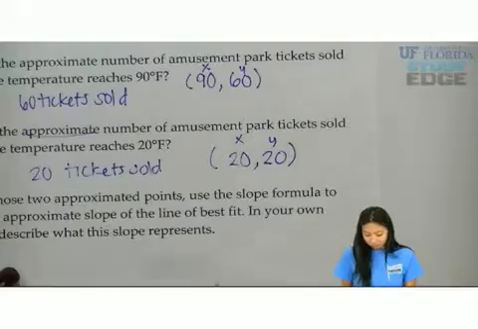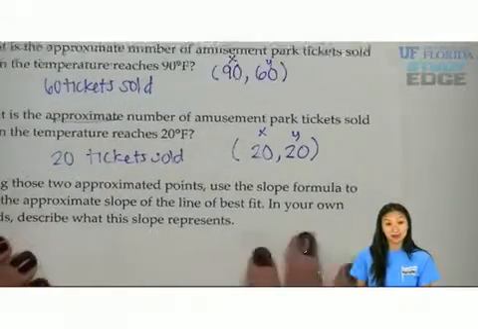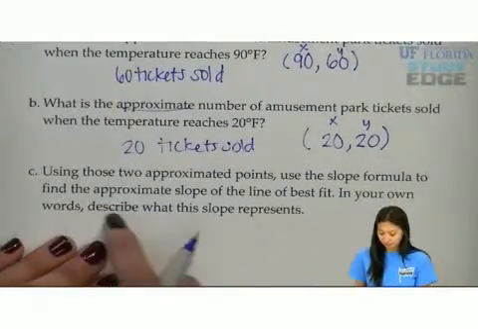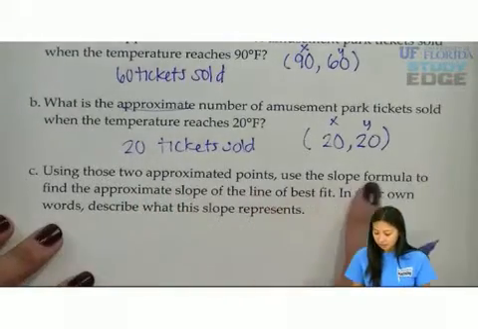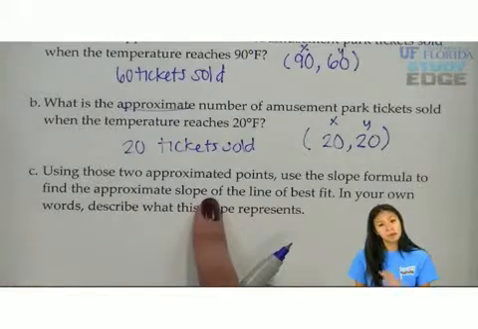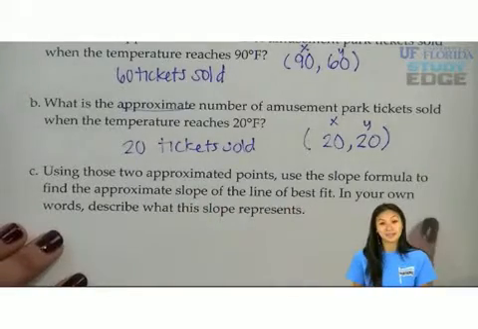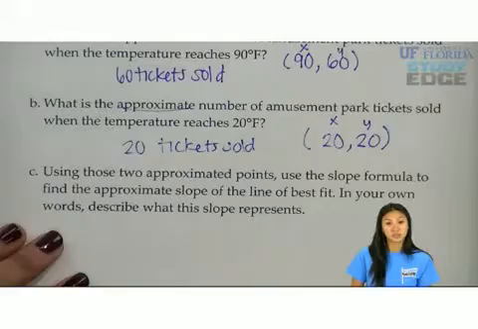All right. So our last part, C. Oops, let me show you so you can see. Using these two approximated points, use the slope formula to find the approximate slope of the line of best fit. In your own words, describe what this slope represents.